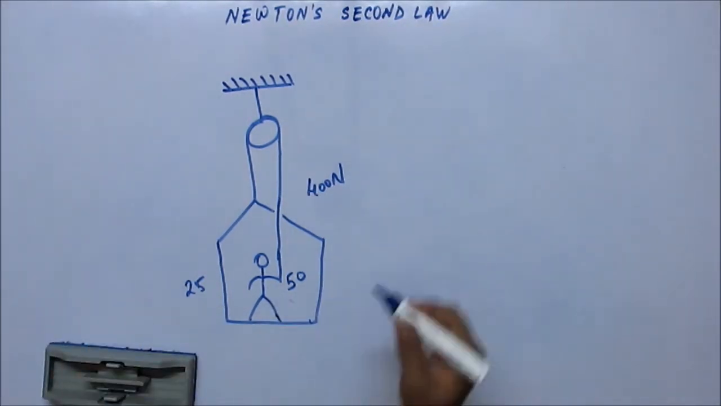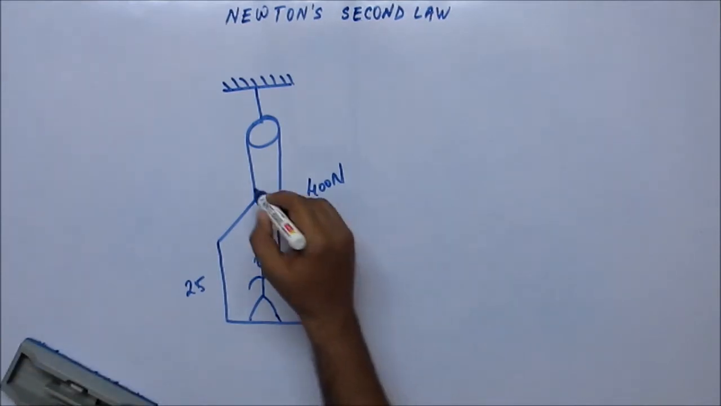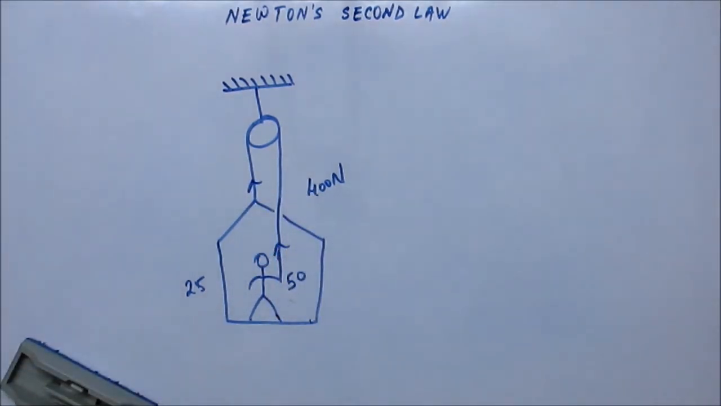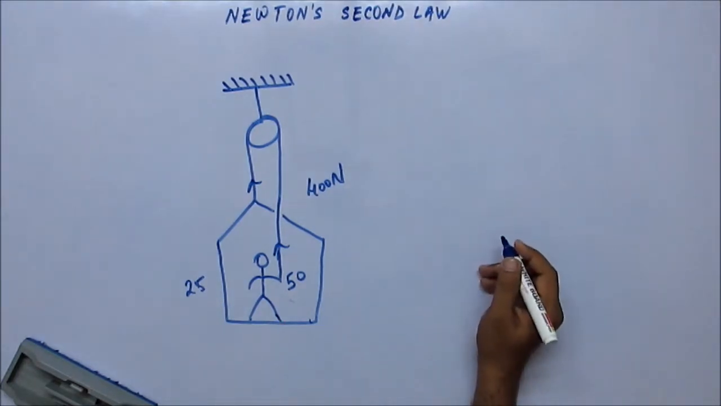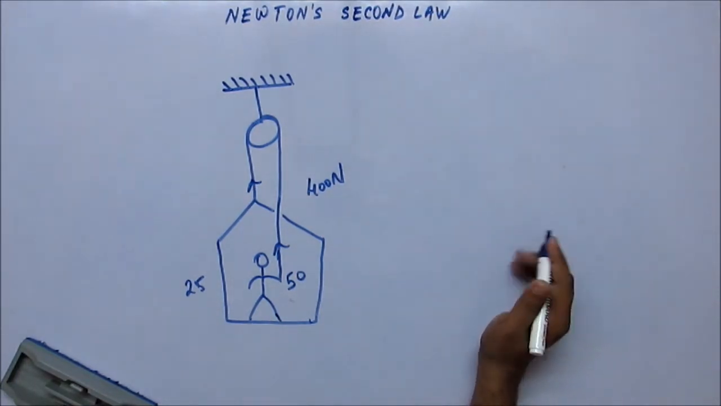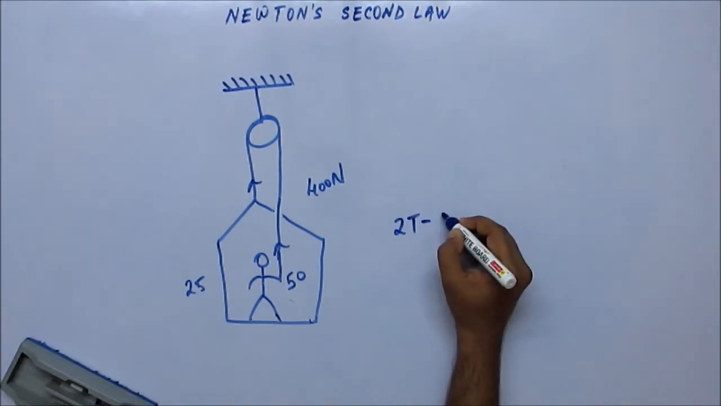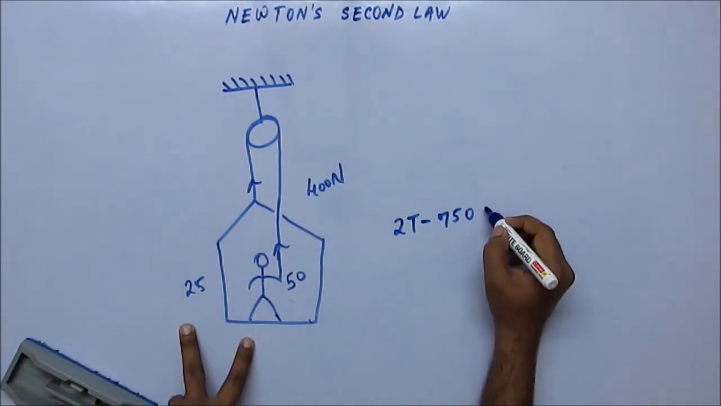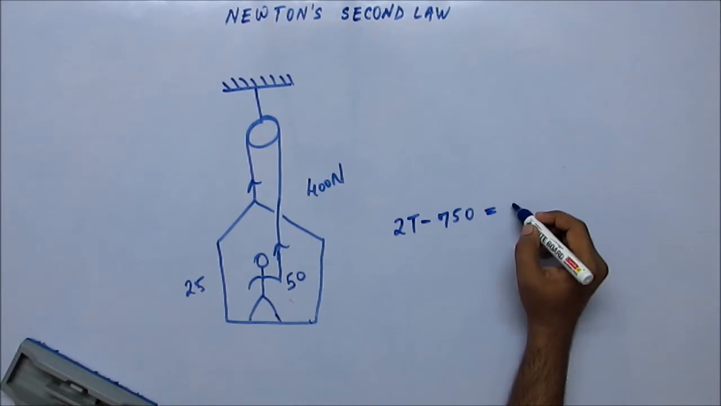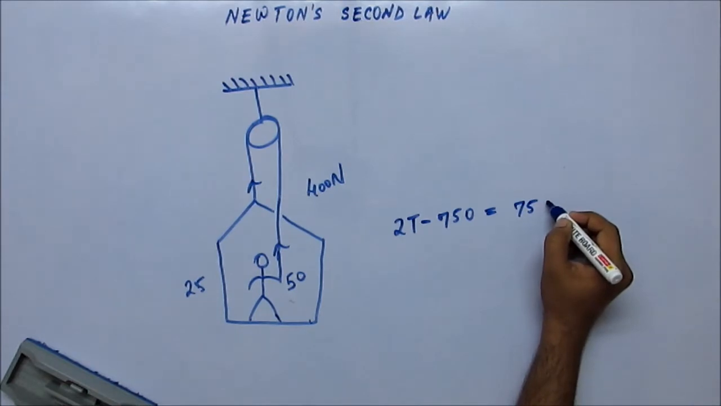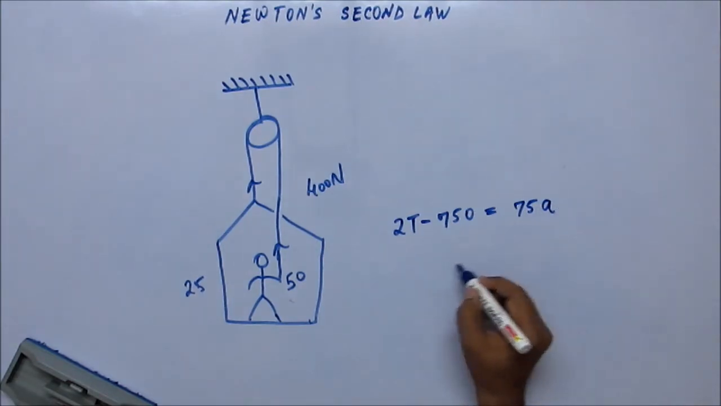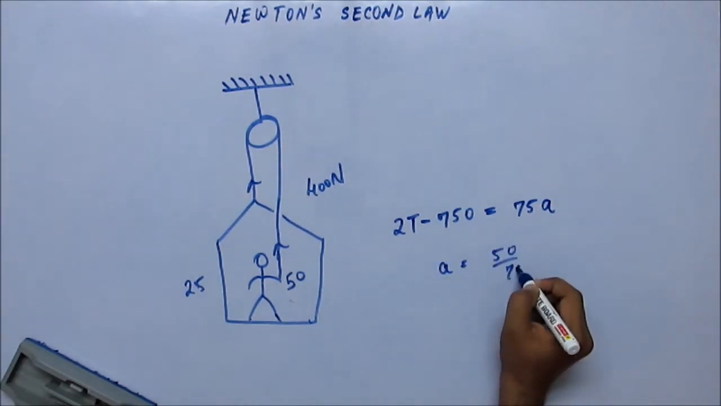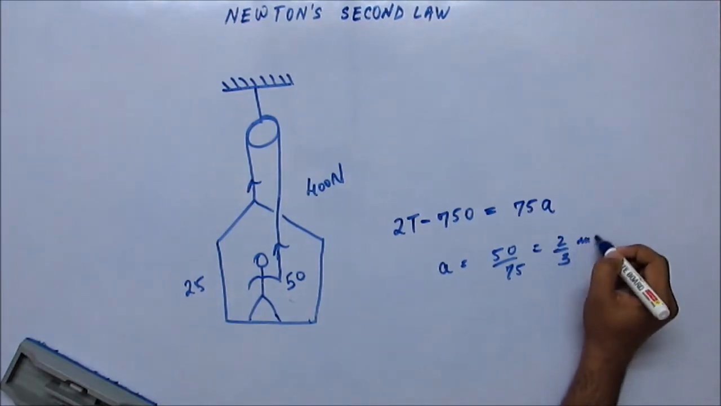Let's discuss. For the lift and man system, the external forces are at this end and at this end. These two tensions are the external force upward, and mg would be downward. That's the only force acting on the lift and man system. So 2T is upward and mg is downward. Mg would be 750 for both. This is the net force upward, and it should be equal to mass into acceleration. Mass of the system is 75, and acceleration, suppose we have to find that, is a. Then acceleration comes out as 50 upon 75, which gives you 2 by 3 meter per second square.